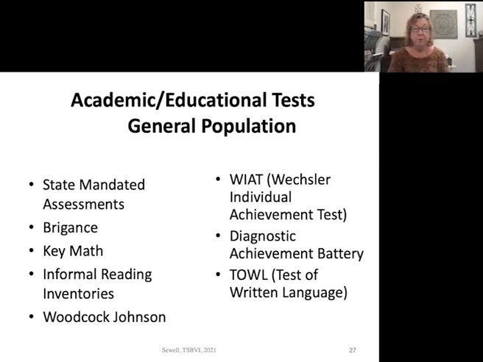Informal reading inventories are invaluable for our population because they are also used in our learning media assessment process, and they give you information about where a child is functioning in their reading ability, such as word identification and phonics. You can get information about phonics, vocabulary, comprehension, and fluency. So informal reading inventories are pretty critical for us to be able to administer as TSVIs to support our learning media assessments. The Woodcock-Johnson is another academic achievement test.